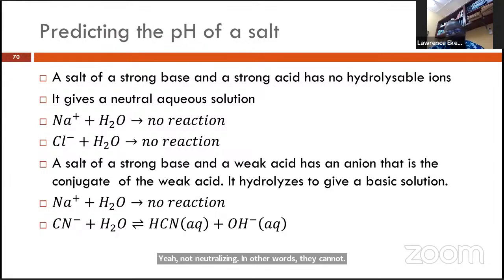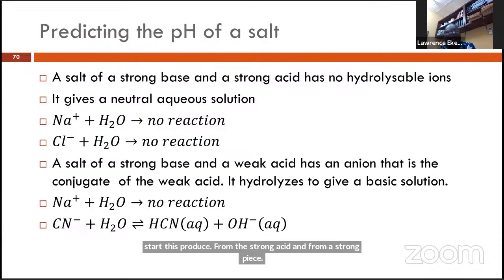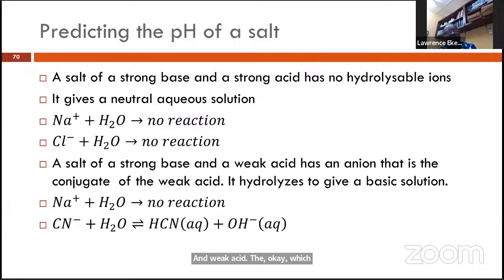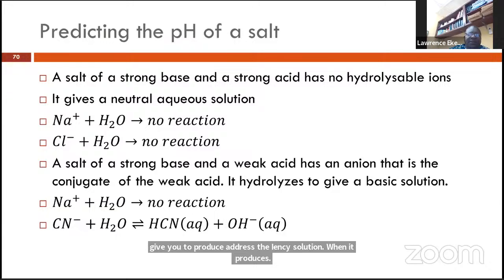So when you have the salt of a strong base and a weak acid, the anion, which is the conjugate of the weak acid, hydrolyzes to give a basic solution. In other words, the anion of that salt, which is the conjugate of the weak acid, will hydrolyze to give a basic solution. The cation, remember, because it's from a strong base, gives no reaction. So sodium plus with water will give no reaction. But the anion, because it's coming from the weak acid, will undergo a hydrolysis reaction to produce hydroxide ions in solution. And when it produces hydroxide ions in solution, that means the concentration of hydroxide ions has increased. The solution becomes basic. Is that okay?